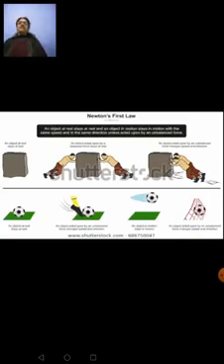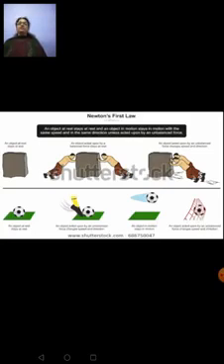It states that an object at rest stays at rest and an object in motion stays in motion with the same speed and in the same direction unless acted upon by an unbalanced force. So in order to set an object into motion, you need to apply an unbalanced force. Otherwise, the object is going to continue its state of rest.